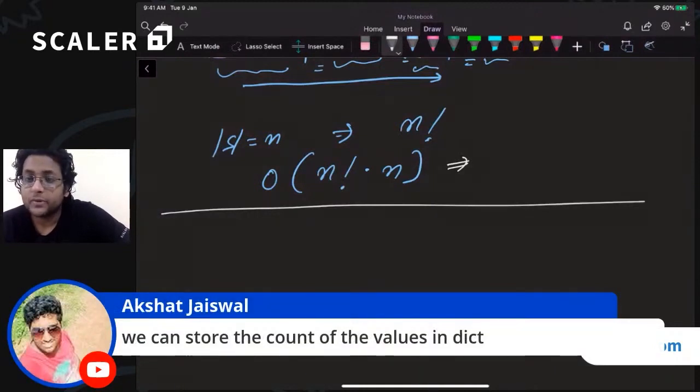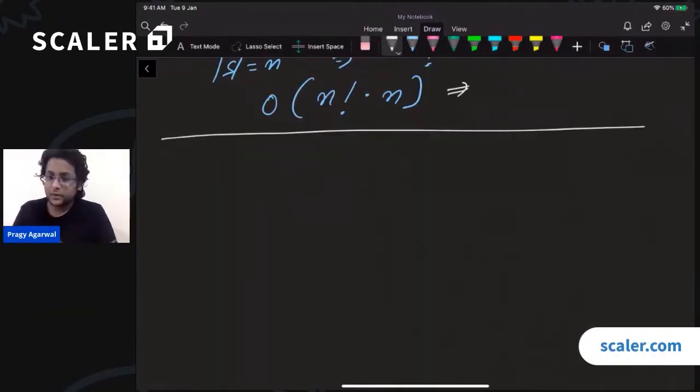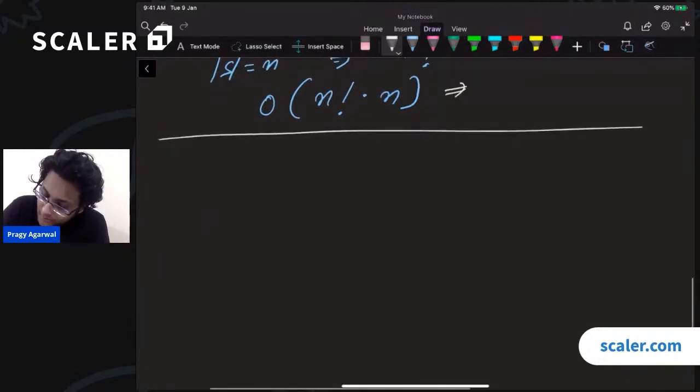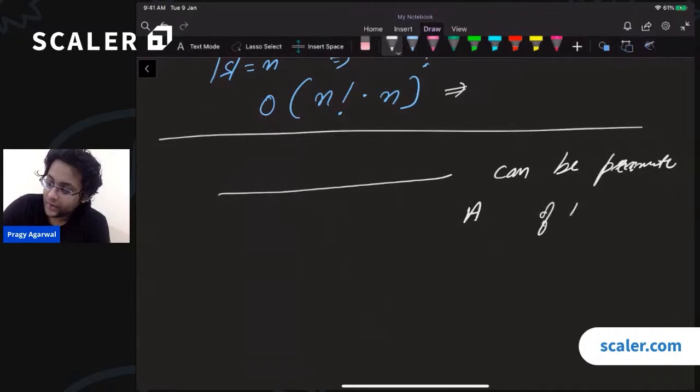Akshat has also given the right approach. Animesh, your approach is not quite correct. Right? So what the correct approach over here is, we know that this string S, suppose for now that it can be permuted and represented as A concatenations of the same string.